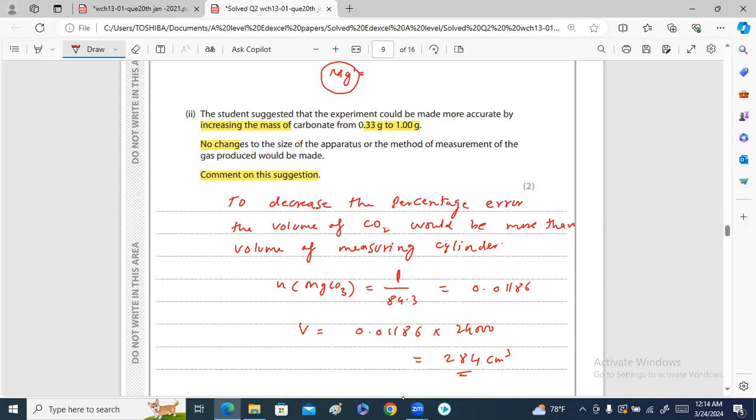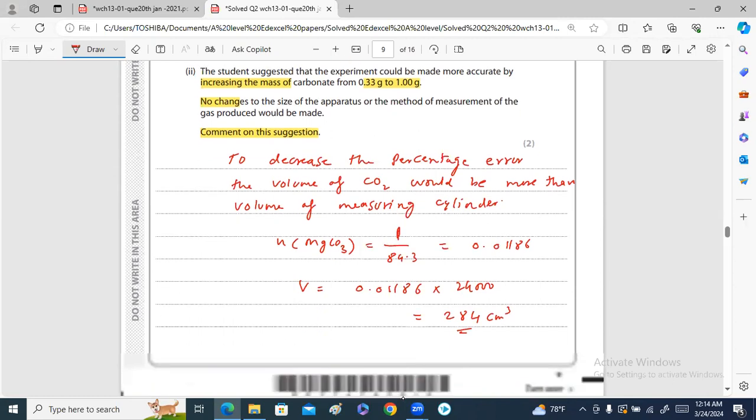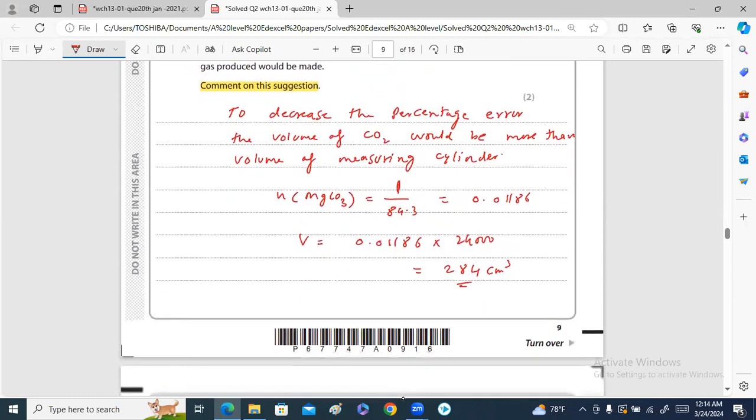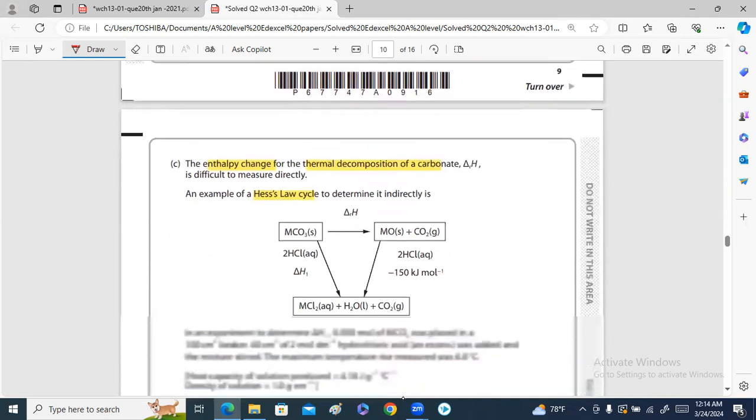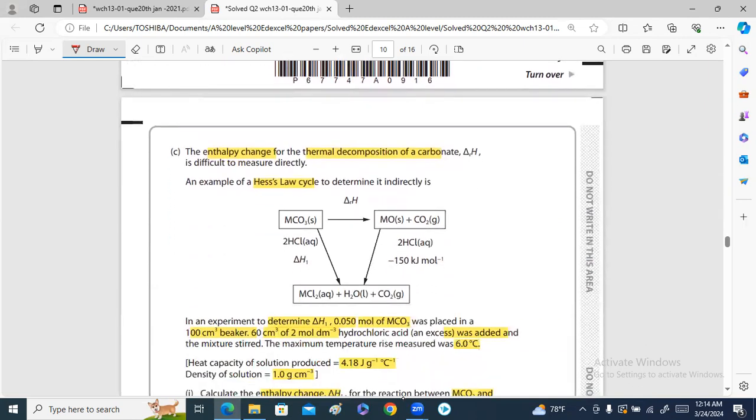We're using the measuring cylinder to measure the volume of the carbon dioxide, and if we are getting more volume than the capacity of our instrument or the measuring cylinder, definitely it is not possible for us to collect all the amount of gas.